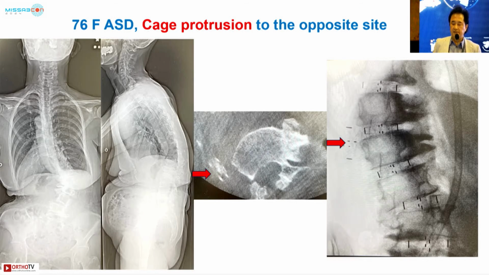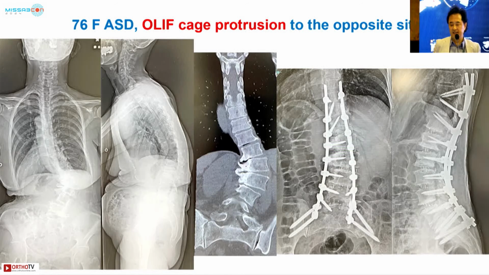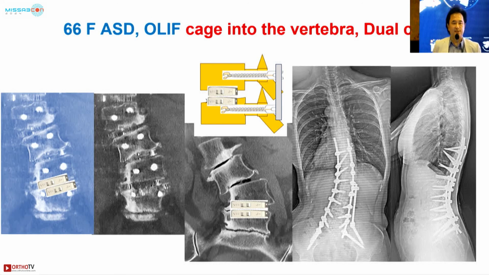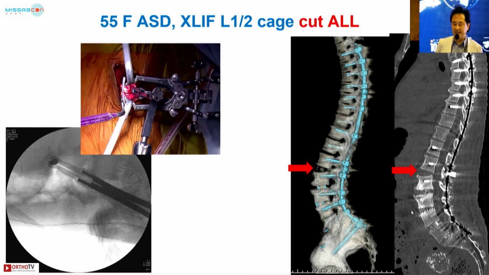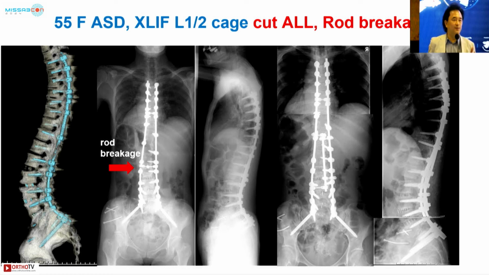Another case is when sometimes you put the cage too deep, so the cage protrudes to the other side. What should you do? Of course, you have to remove the cage from the contralateral side, with just a small skin incision, like this. Another one, sometimes you put the cage into the vertebra. In this situation, you should put another cage, a dual cage. Sometimes you cut the ALL, you might think it's okay, but it's not okay. The rod will break in the jail.